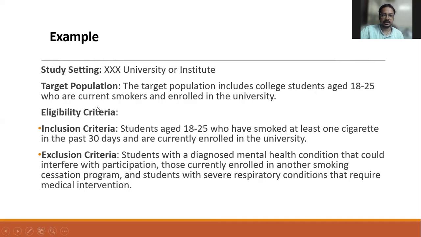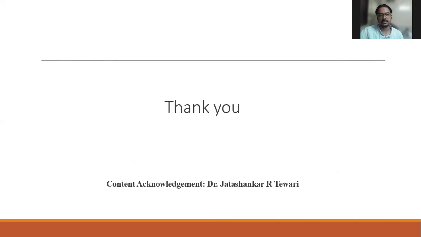The eligibility criteria, for example: a student aged 18 to 25 who has smoked at least one cigarette in the past 30 days and is currently enrolled in the university. The exclusion criteria can be students with a diagnosed mental health condition that could interfere with participation, those currently enrolled in another smoking cessation program, and a student with a severe respiratory condition that requires medical intervention. This can be used as an example and you can modify it according to your study.